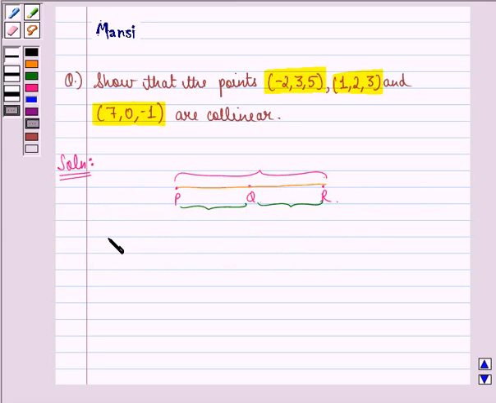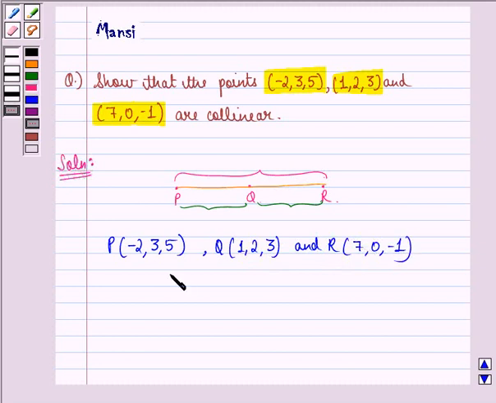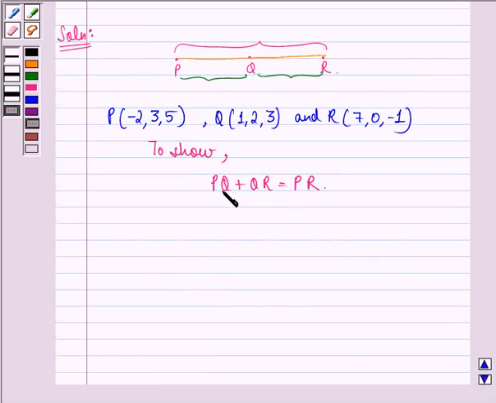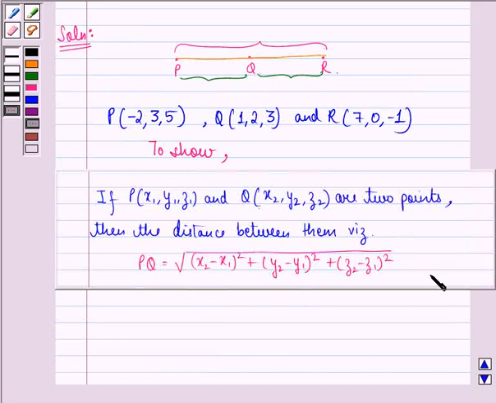First of all, let the point P be -2, 3, 5. Let the point Q be 1, 2, 3. And the point R be 7, 0, minus 1. So, what we have to show is that these three points are collinear. That means we have to show that PQ plus QR should be equal to PR. Now we find out the distance between P and Q, Q and R and then P and R using this formula that we have just seen.